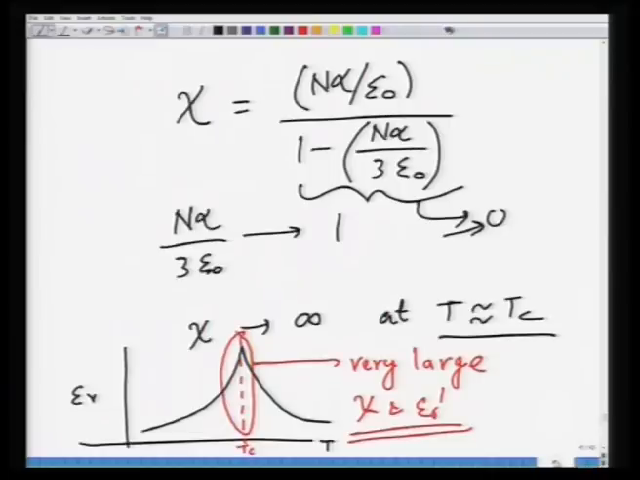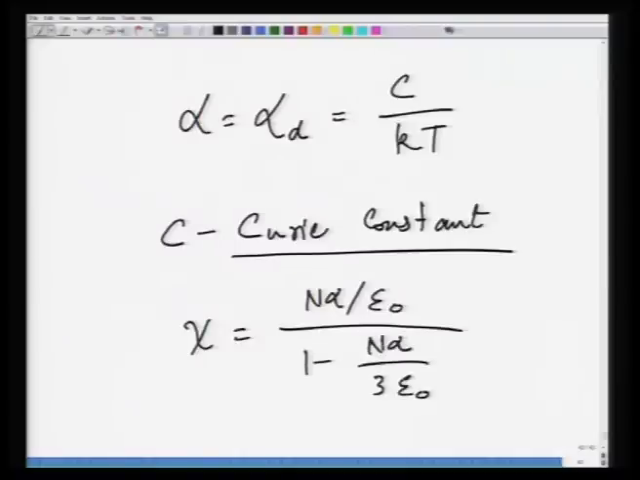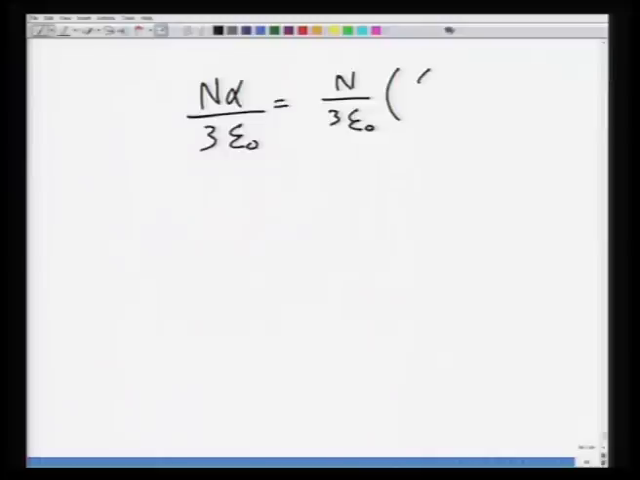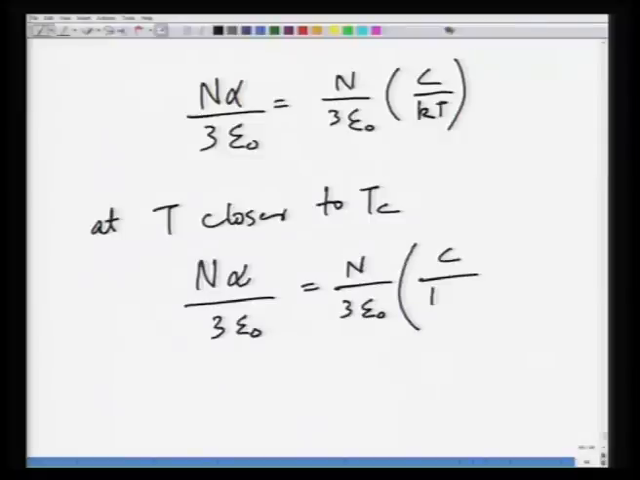It is not very different from what we are doing now, but nevertheless it is a completely different exercise altogether. So, the previous expression was chi equal to n alpha divided by epsilon naught, divided by 1 minus n alpha divided by 3 epsilon naught. Here I will make this alpha equal to C by kT. So, when I make the replacement, let us first look at n alpha divided by 3 epsilon naught, and this becomes n divided by 3 epsilon naught into C by kT at T closer to T c. So, n alpha divided by 3 epsilon naught is equal to n C divided by 3 epsilon naught k T c, and this is nothing but equal to 1, as we have seen earlier.